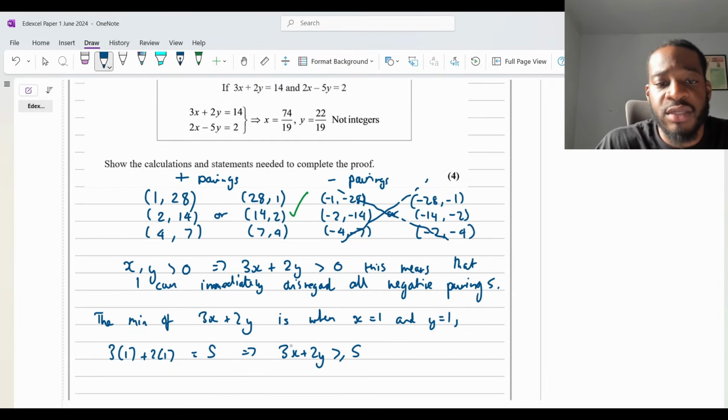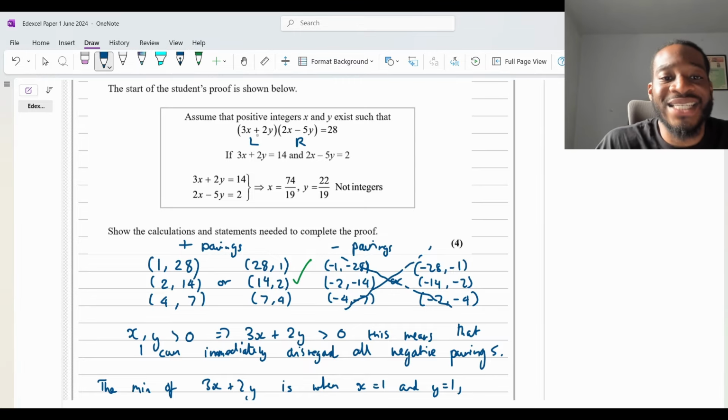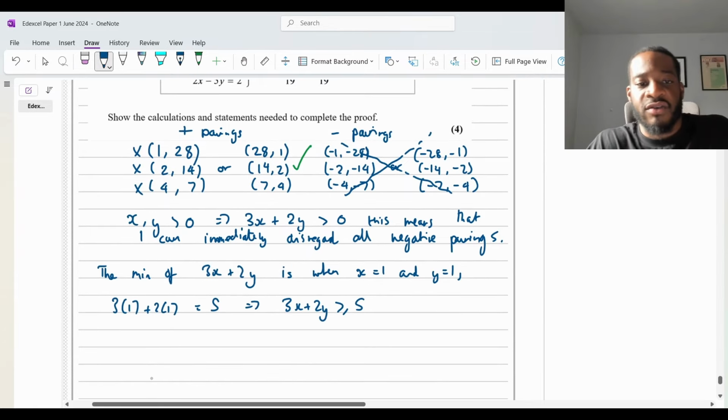So 3x plus 2y, if we look at it, is the factor on the left. We've got a factor on the left, we've got a factor on the right. The factor on the left is 3x plus 2y. We know that this has to be greater than or equal to 5, 5 at the minimum. So that immediately tells me I can disregard any pairings which has the left factor less than 5, which are these right here. I can cross that out, cross that out, cross that out. Let me just write this here as well.